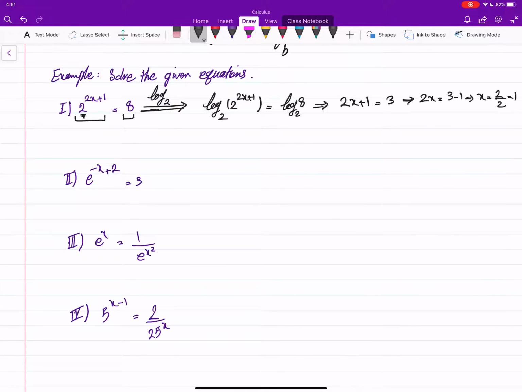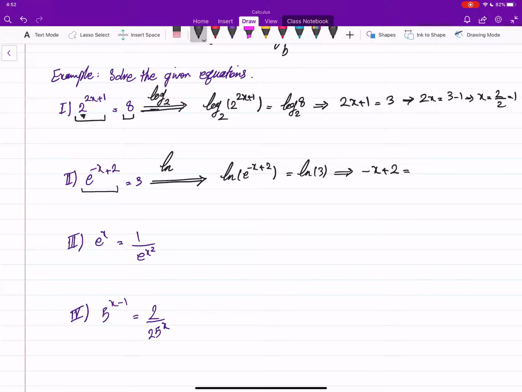Here we have again, one side is e to the power something, an exponential. The other side is just a constant 3. This is the best thing. So we have to find log base e of both sides. Log base e is ln. So you find ln of e to the power minus x plus 2 and ln of 3. The left-hand side is log base e of e to the power something, so it will give us minus x plus 2.